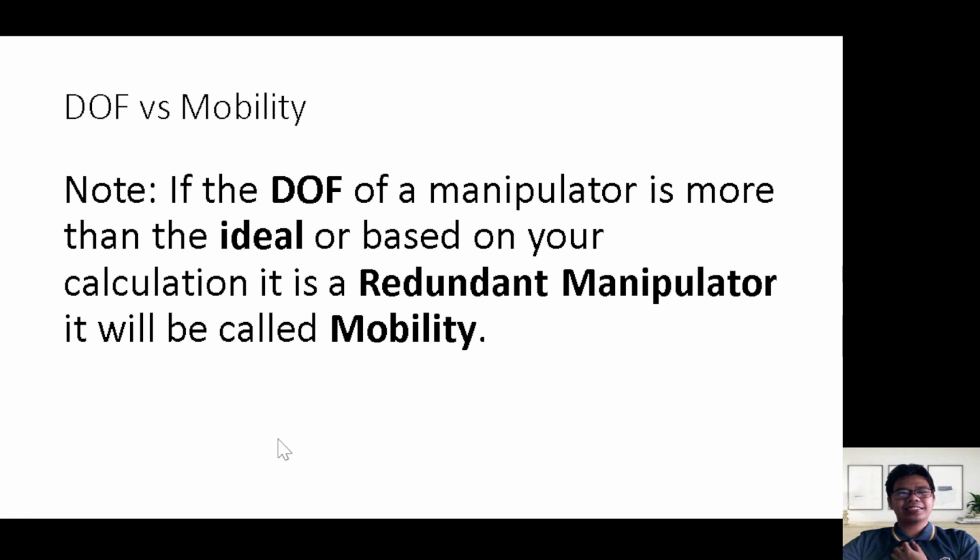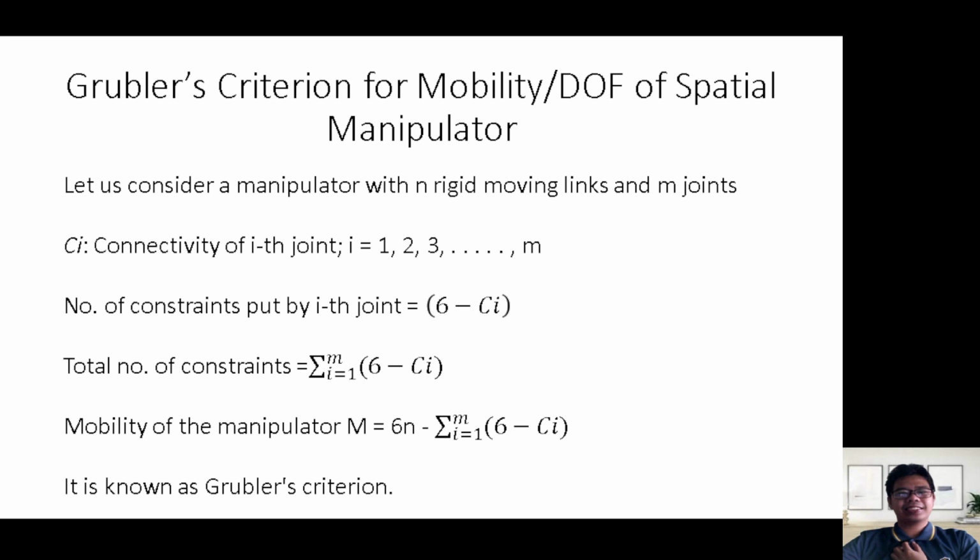Now, let's dive into the mathematical side of things to calculate the degrees of freedom of a spatial manipulator. Grubler's criterion provides us with a structured approach. Imagine you have a spatial manipulator with n rigid moving links and m joints. Each joint i contributes to the manipulator's connectivity, denoted as Ci. This means the joint brings a certain number of constraints to the system.